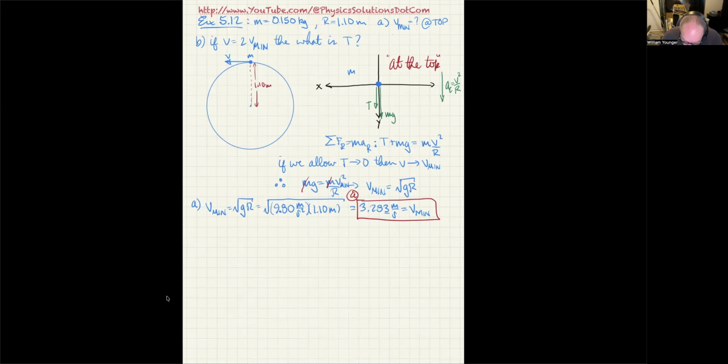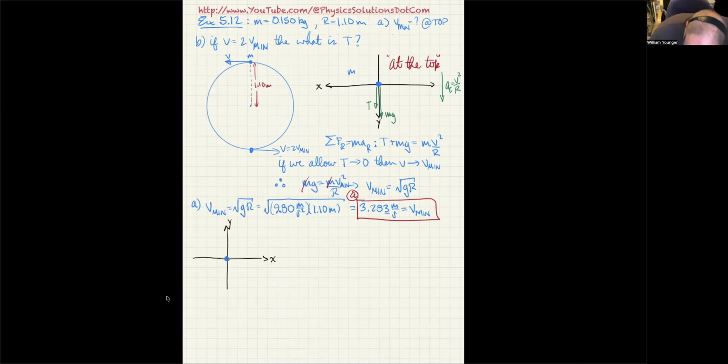Now for part B, we're going to assume that it's at the bottom. So I'm going to draw the ball at the bottom. This time the velocity is this way, and v is going to equal 2 times v min. And of course, we still have the 1.10 meters, but now I have a free body diagram for the bottom, and that's going to be like this. In this case, I'm going to say this is the x direction, and this is the positive y direction, and my mass is right here.